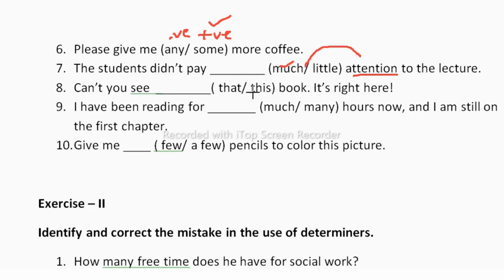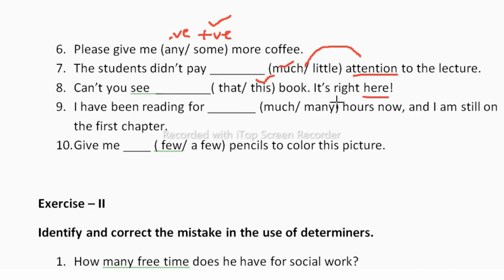Can't you see dash book, it's right here. So here something is near to you, so for something which is near to you, you use the term "this". So this is your correct answer. Can't you see this book, it's right here.